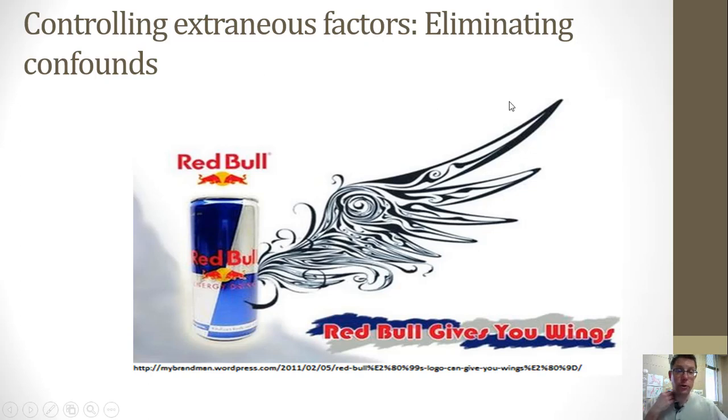So what I would need to do is hire a chemist to create real Red Bull and fake Red Bull. And the only difference between the two is whether or not it has that one active ingredient, my independent variable. Real Red Bull has it, fake Red Bull doesn't. They taste the same, they look the same. We're going to put them in the same container so students don't know if they're getting real or fake Red Bull. So I've eliminated those other extraneous factors, all those confounds, right?